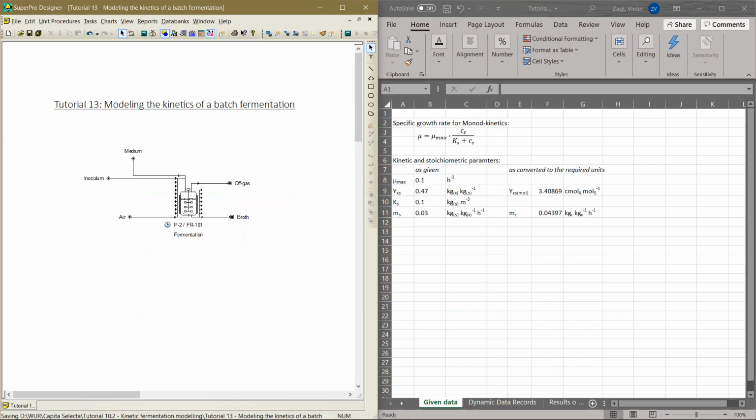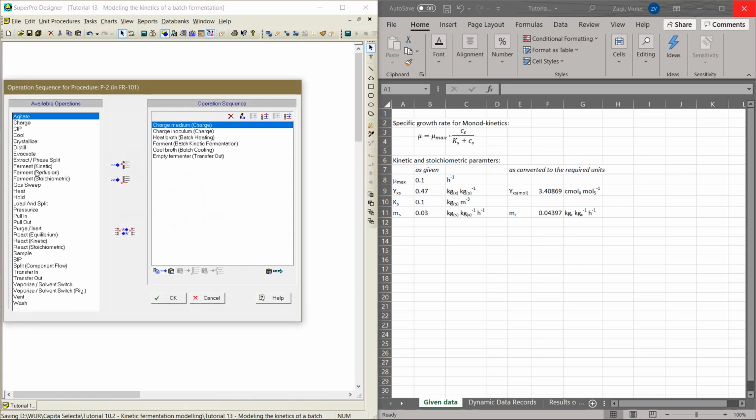Here you see the flow sheet that represents the batch fermentation, with on the right the relevant data and parameter values given in the assignment. I have already defined the physical state calculation toolbox, registered the components and defined the streams and most of the operating conditions. You can learn how to do these things from Giuseppe's earlier tutorials. We start the kinetic model by adding the operation called ferment kinetic.